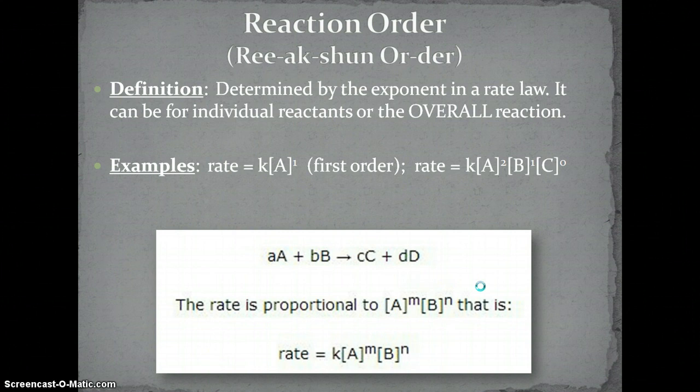Reaction order. So it's determined by the exponent in a rate law. It can be found for individual reactants or the overall reaction. So let's take a look. So we have the rate equals k times the concentration of A, and it's only raised to the first. We don't usually write the 1, but in this case I wrote it just to show it. So we'll say that this reaction is first order because the exponent is 1.